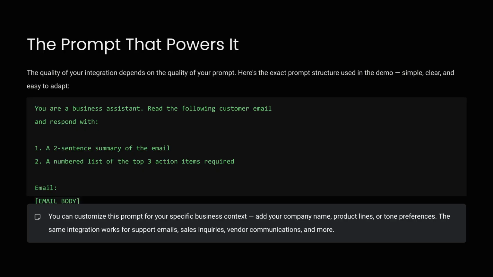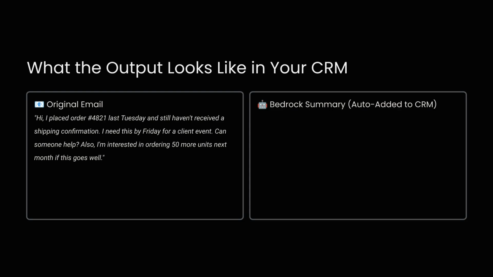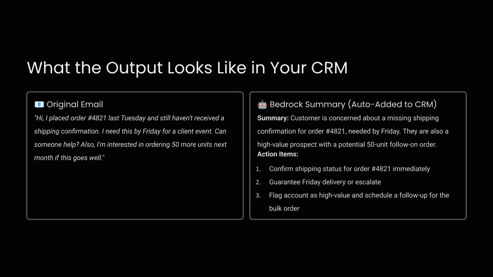The quality of the integration depends on the prompt. Our prompt asks Bedrock to act as a business assistant, providing a 2-sentence summary and listing the top 3 action items from the email body. This is what the Bedrock output looks like in your CRM. It transforms the original email into a concise summary and clear action items, ensuring immediate prioritization of customer needs.